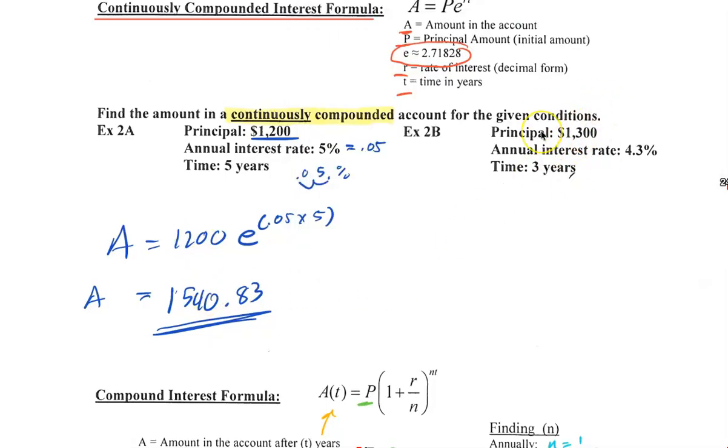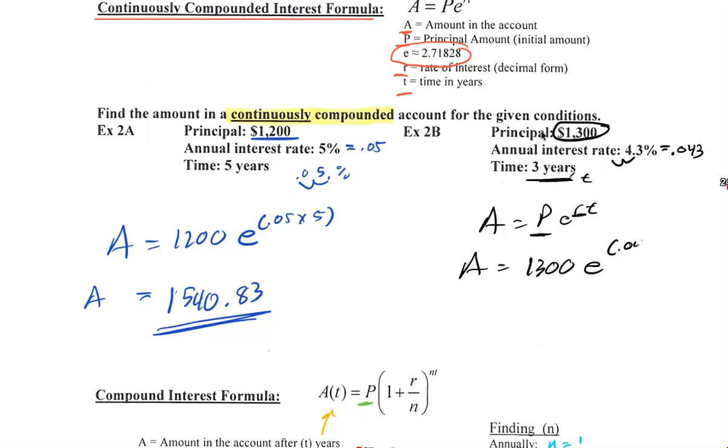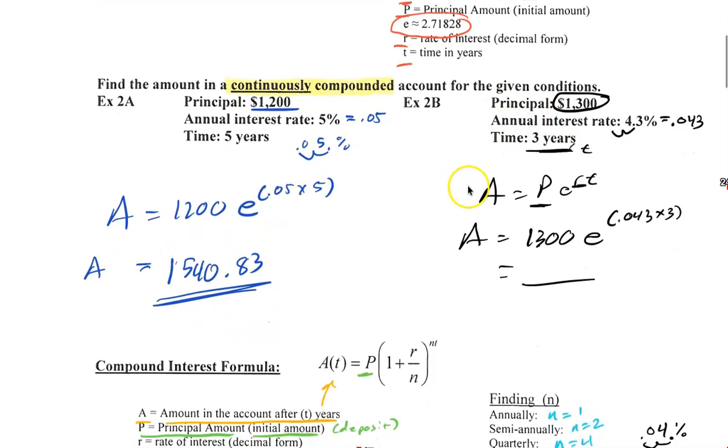Right. So same thing here. If I was going to do this one, this is our formula. I need my principal, which is 1,300. I need my rate, which is this guy. We have to make it a decimal, move it over 2 spots, so 0.043. And my t is years. So A would be 1,300 E to the 0.043 times 3 years. Again, just like before, you put that in your calculator and get an answer. I'll let it be. So those are compound interest formulas.